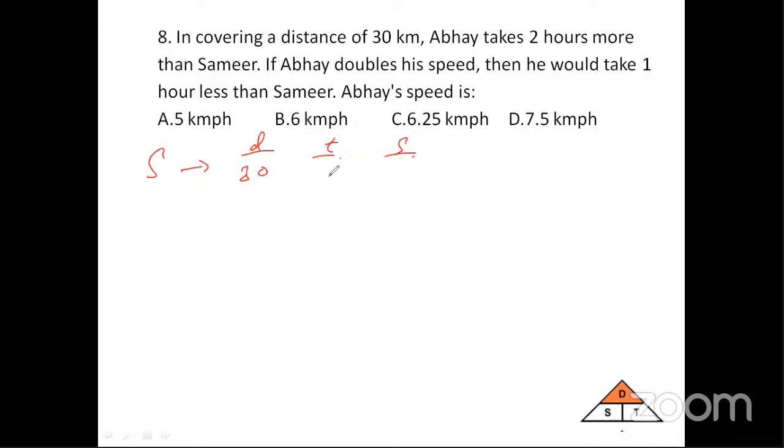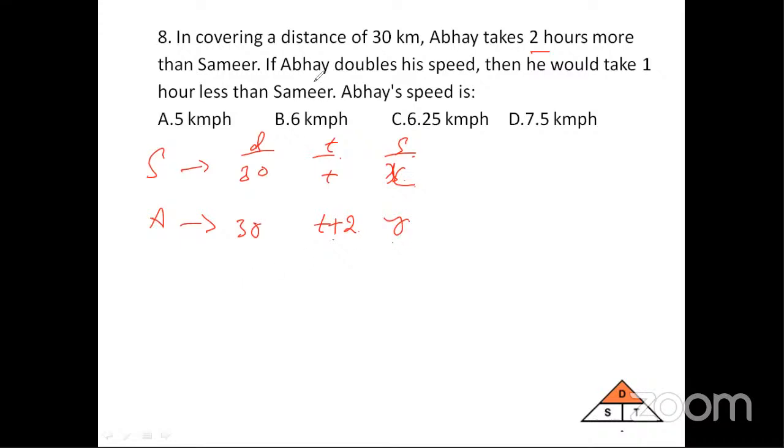So let us assume we don't know exactly what the time is. We will take it as t. Here we will simply take the speed as s because we don't know. Now Abhay takes 2 hours more than Samir. Distance is the same, but the time Abhay takes is 2 hours more, so he will take t plus 2. Let us consider Samir's speed as x and Abhay's speed as y. So Abhay takes 2 hours more than Samir with his speed.